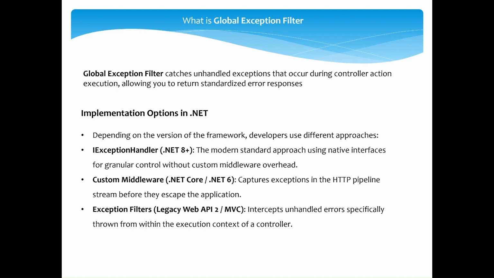So, what is a global exception filter? A global exception filter catches unhandled exceptions that occur during controller action execution and allows you to return a standardized error response. Depending on the version of the framework, developers use different approaches. In the legacy Web API 2 and MVC, we relied on exception filters which intercepted unhandled errors specially thrown from within the execution context of a controller. Later in .NET Core and .NET 6, the standard shifted to custom middleware which captures exceptions in the HTTP pipeline stream before they escape the application. Today we are using IExceptionHandler in .NET 8 and above. This is the modern standard approach using native interfaces for granular control without custom middleware overhead.